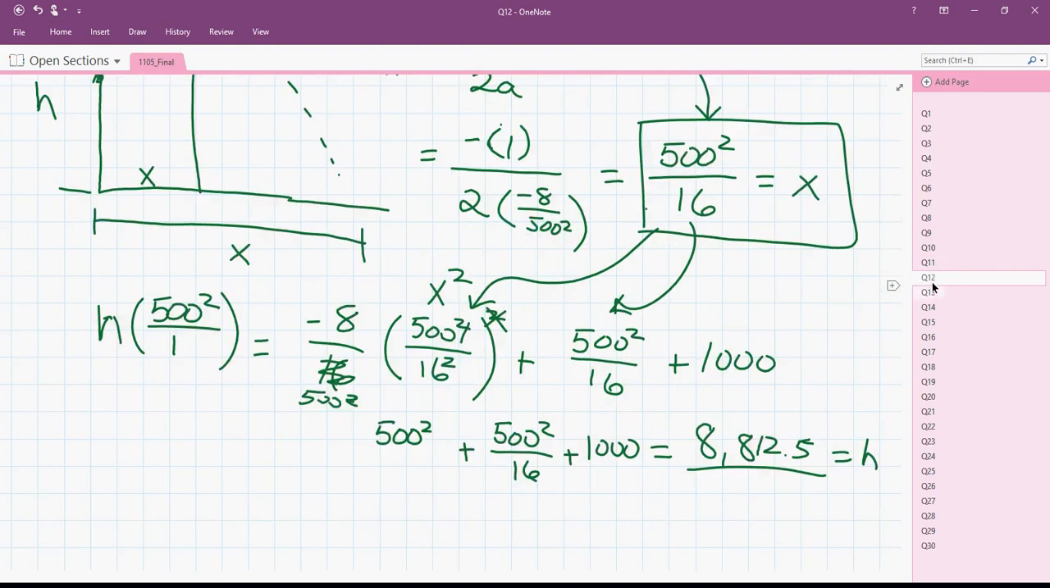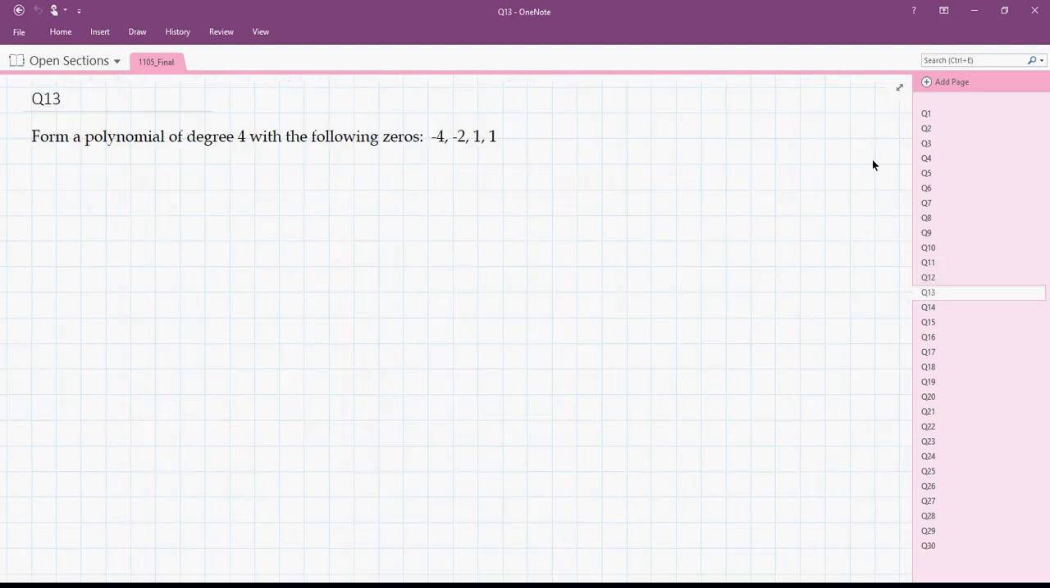I did 11, I did 12. Okay. So form a polynomial of degree 4 with the following zeros.